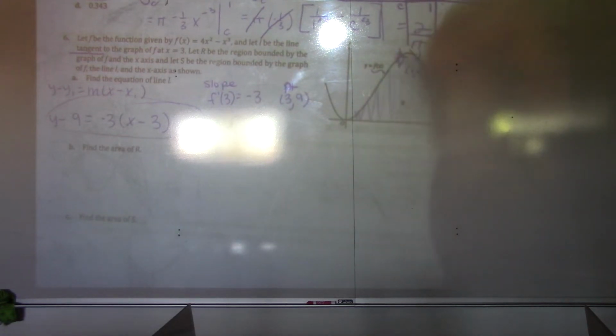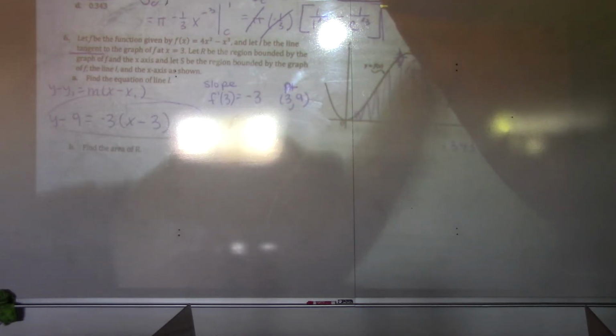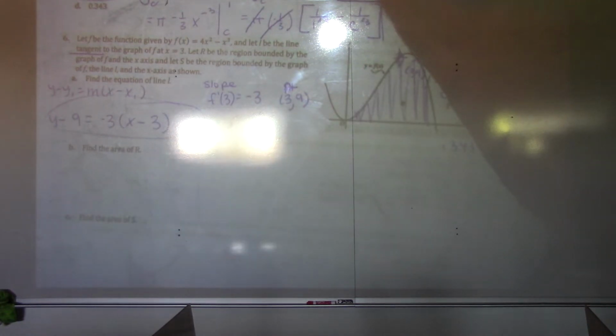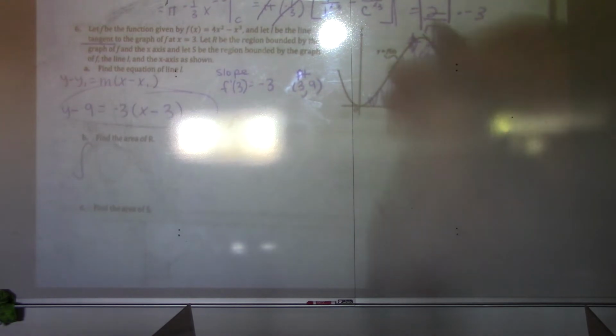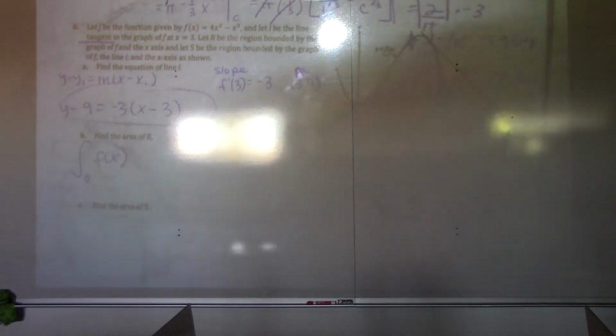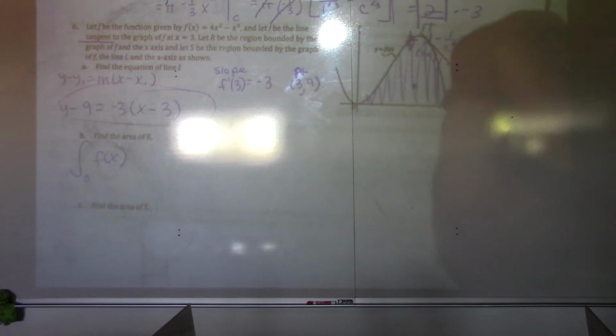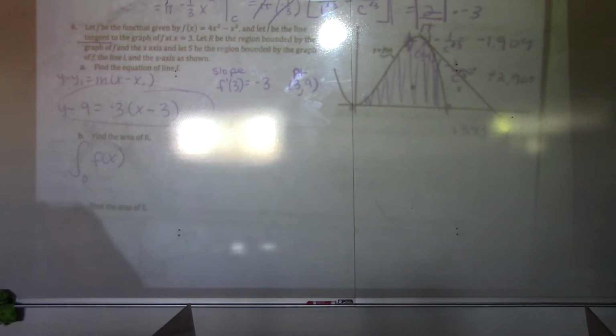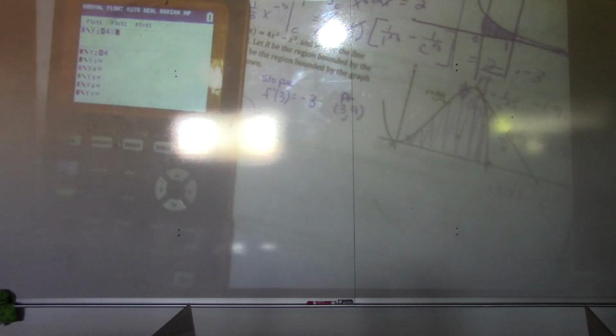If we're looking at the area of R, it actually has nothing to do with the tangent line at all, right? It's just the area of the graph. So this is going to be the integral of just f of x from 0. And now I need to figure out when this hits the x-axis. You have a calculator, so there are two ways to do it. You can do 4x squared minus x cubed and set it equal to 0 to see where they intersect.